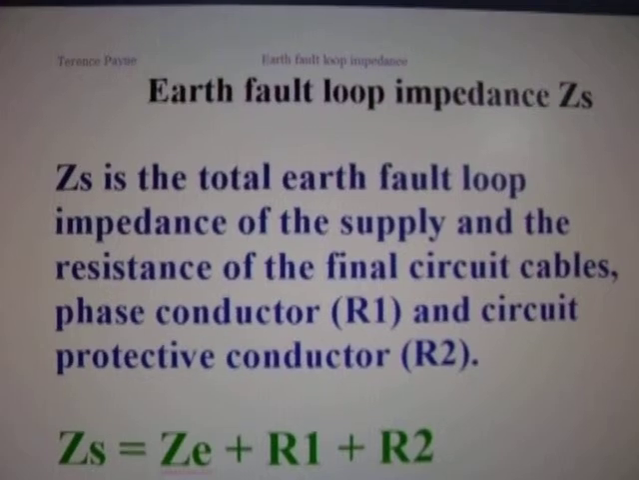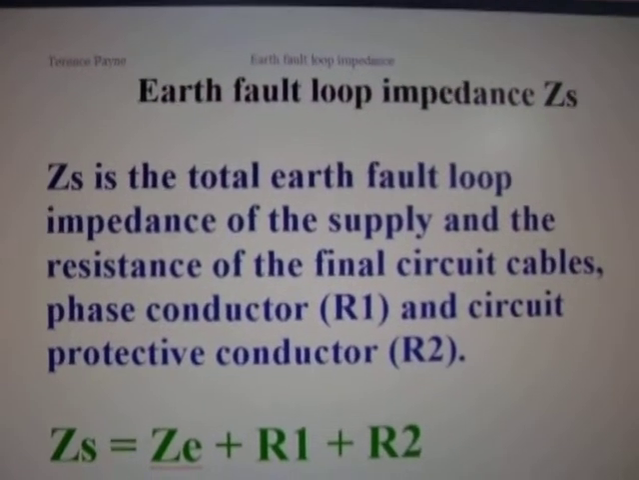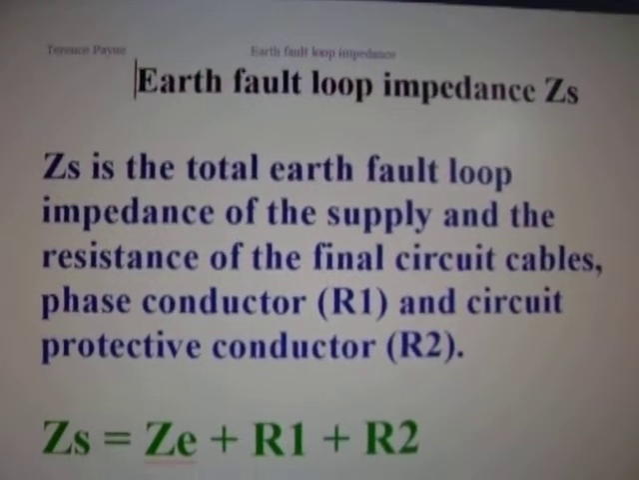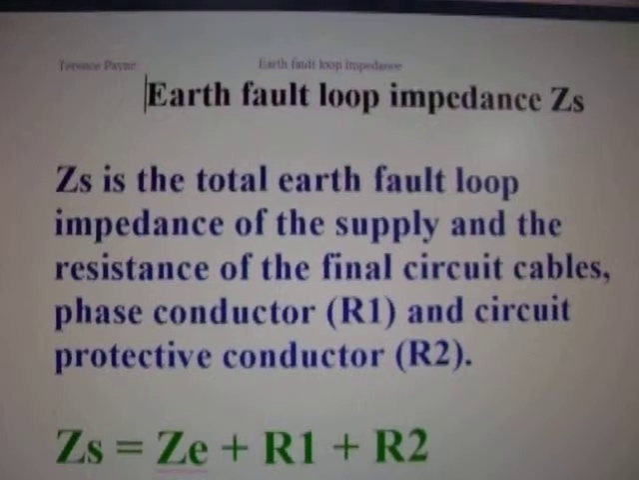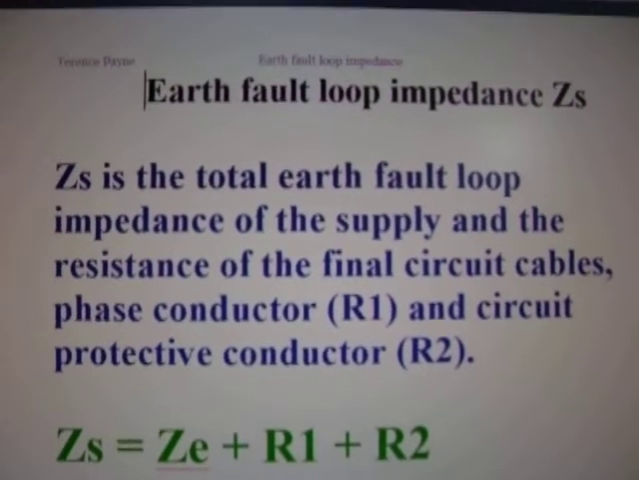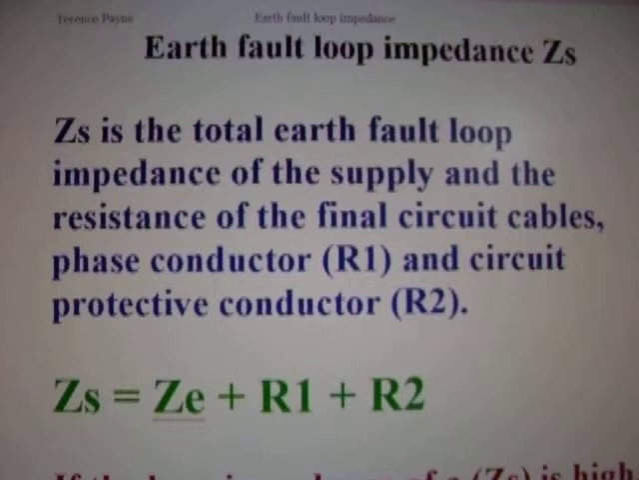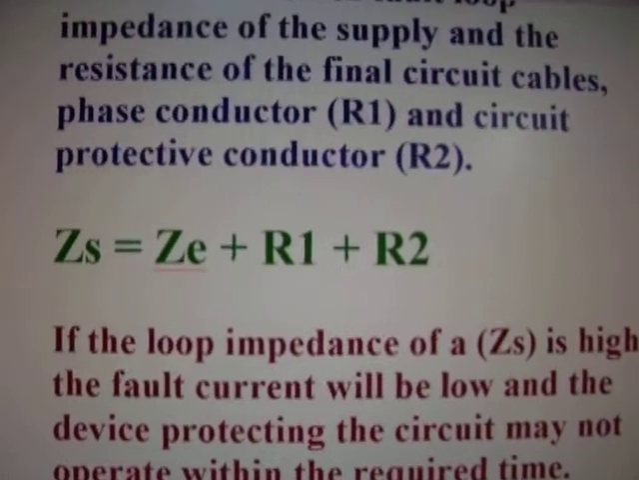Now again here, I don't need to be doing a lot of talking. It's quite self-explanatory. You need to read the text as it's given. Don't sit there thinking you can just glance through it. You need to know what it's asking you for and how it's being applied. Here you have ZS equals ZE plus R1 plus R2.